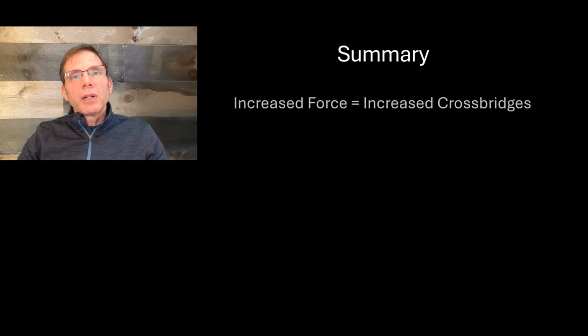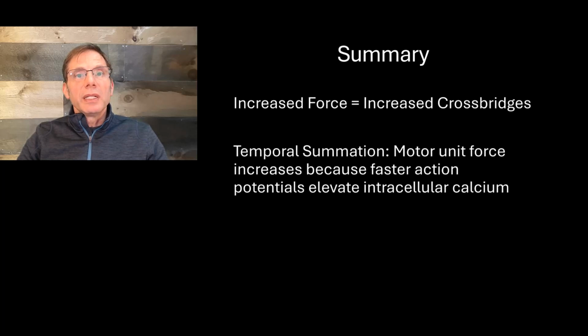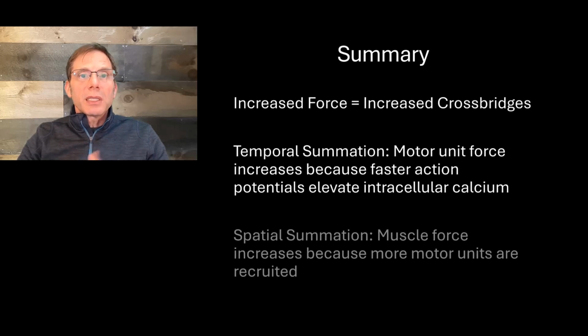All right, to sum it up, a muscle generates more force by increasing the number of active cross bridges. Force can be increased by either temporal or spatial summation. Temporal summation refers to increasing the frequency of action potentials, which increases intracellular calcium, exposes more myosin binding sites on actin, and results in more active cross bridges. Spatial summation refers to using more muscle fibers.